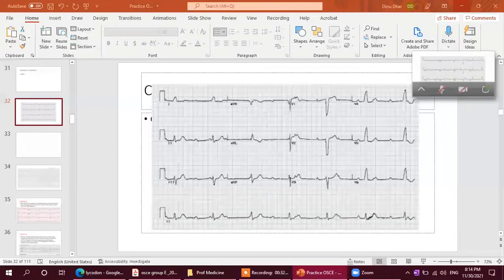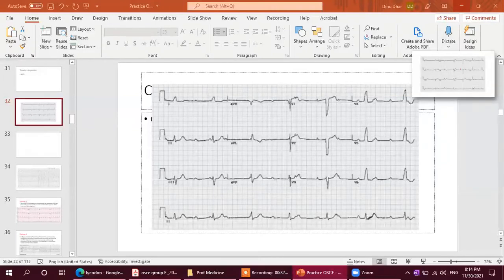Mobitz type 2 is similar: there will be a miss somewhere in the middle of the ECG. But you won't see the pattern of the PR interval getting bigger before that miss. The PR interval doesn't change before that miss. That is called Mobitz type 2.